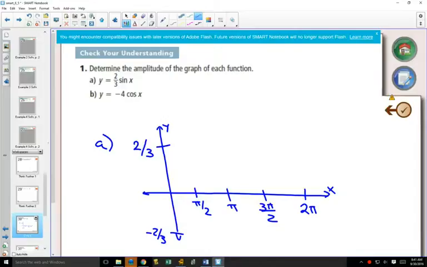And for sine, sine always starts on the center line going up. So we would start on the center line. At pi over 2, it'll be at our maximum. At pi, back to the center line. 3 pi over 2 at your minimum. And 2 pi back to your center line. And so you can graph it with those 5 points.